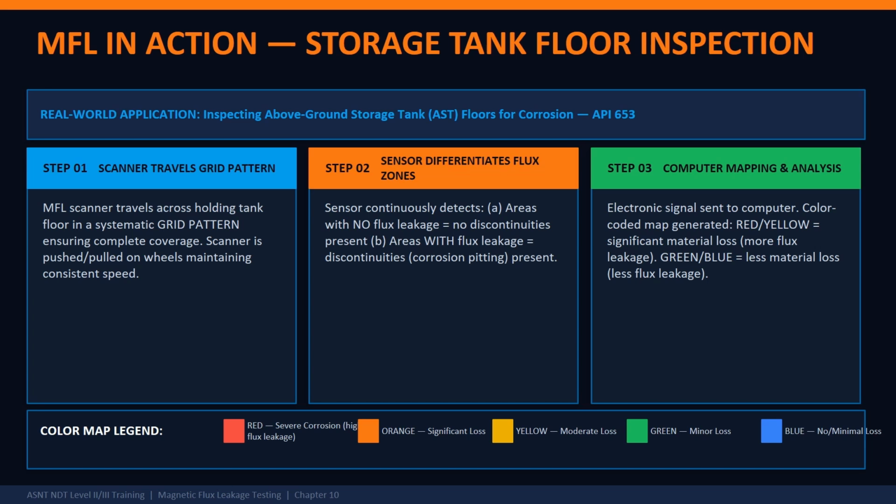Red. Severe corrosion. Orange. Significant metal loss. Yellow. Moderate loss. Green and blue. Minor or negligible loss. Let me show you real field importance. I have seen tank floors with severe underside pitting where external visual inspection showed nothing. Without MFL, failure would have gone unnoticed.